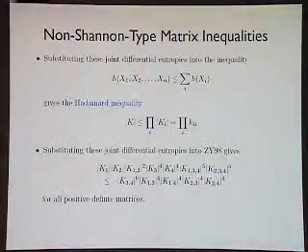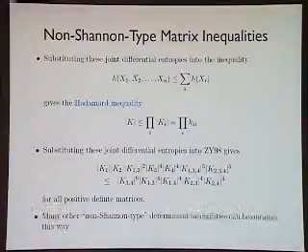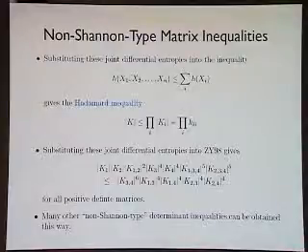Now, we can apply the same technique and substitute these joint differential entropies into, for example, the inequality ZY98, and that would give rise to this inequality, which gives constraints on the determinants of the submatrices. And this holds for all positive definite matrices. Okay. So many other non-Shannon-type determinant inequalities can also be obtained this way.